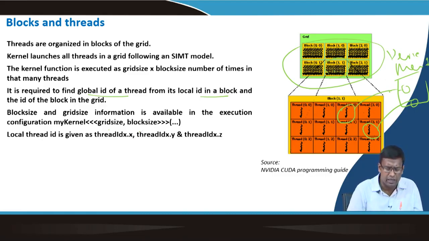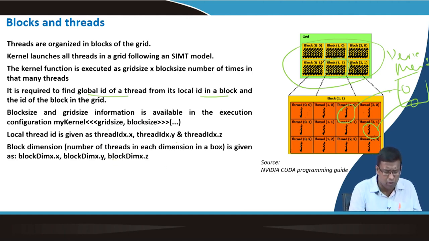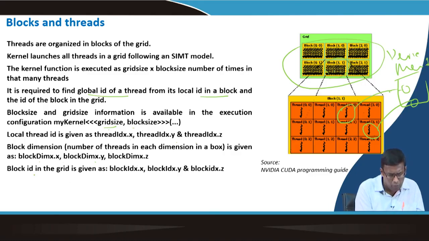Now, the local thread ID, if it is a 3D block distribution, is given by threadIdx.x in the x direction, threadIdx.y and threadIdx.z. This is the ID of a thread. This coordinate gives the ID of the thread in the local block. The block dimension is passed through the grid size argument: blockDim.x, blockDim.y and blockDim.z. The block ID is given by this. These are the built-in variables.